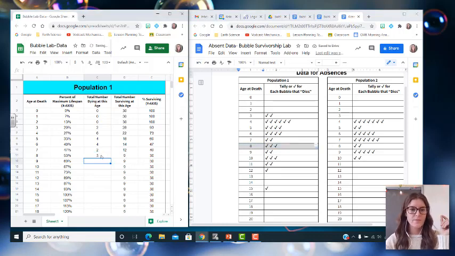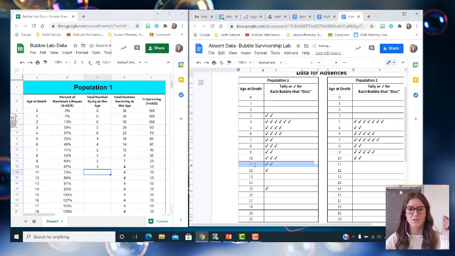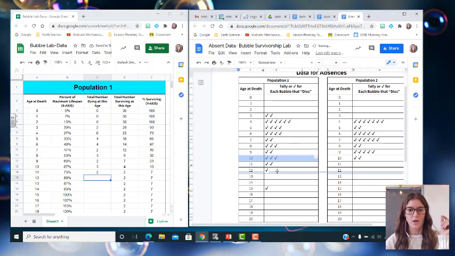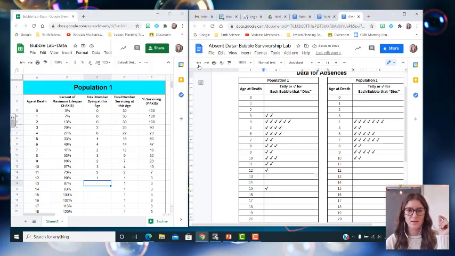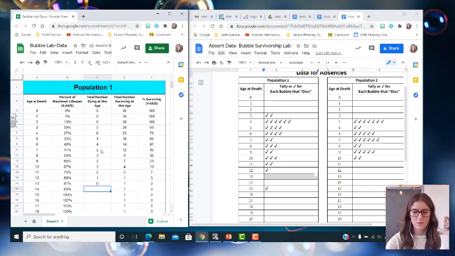There we go. 3. How many died when they were 9 seconds old? 2. How many died when they were 10 seconds old? 3. How many died when they were 11 seconds old? 2. And how many died when they were 12 seconds old? 1. How many died when they were 13 seconds old? Zero tallies. How many died at 14 seconds old? Zero. And that last one out of my 30 bubbles, it died when it was 15 seconds old.